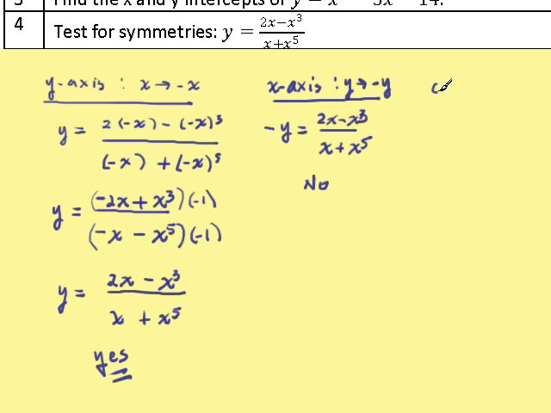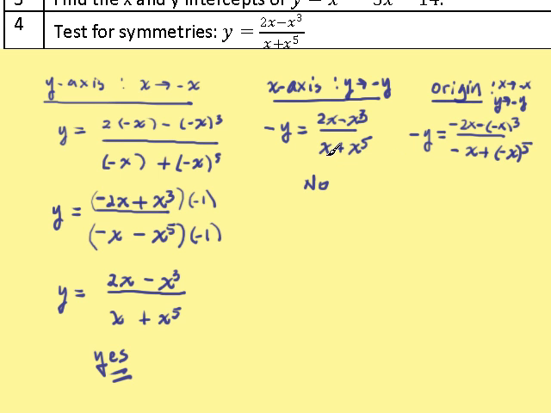And now for origin, we do both. That is, replace x with minus x and replace y with minus y. So we get on the left negative y, and on the right we have minus 2x minus x cubed, and here we have minus x plus minus x to the fifth.